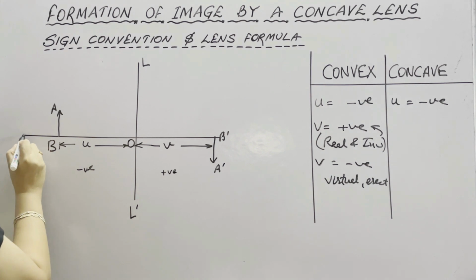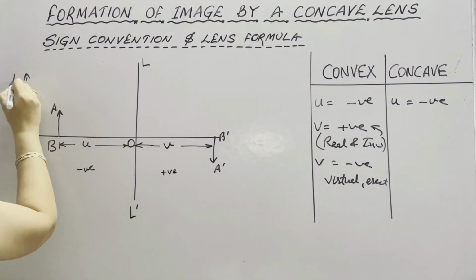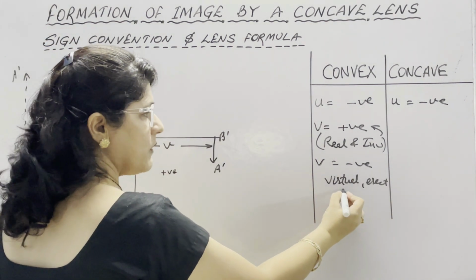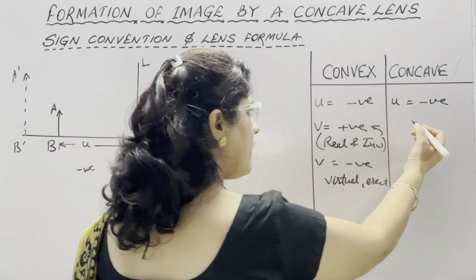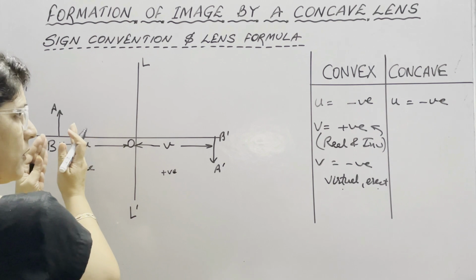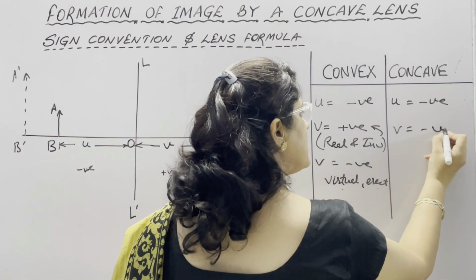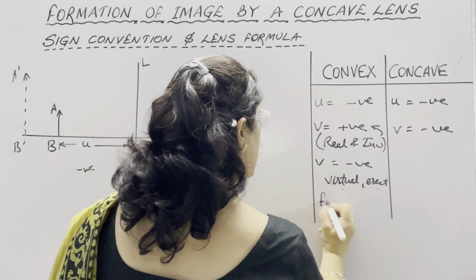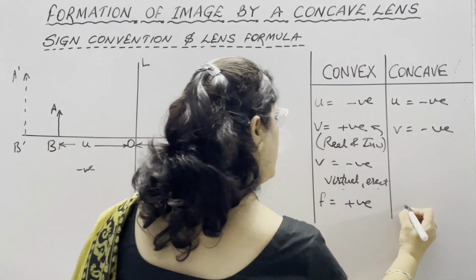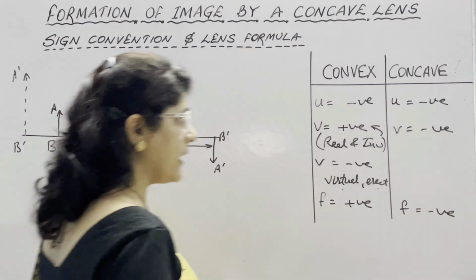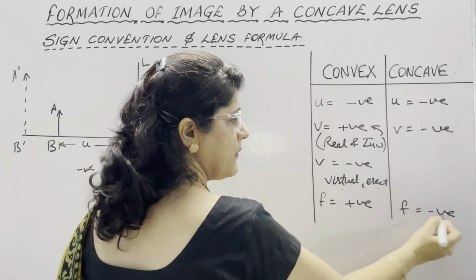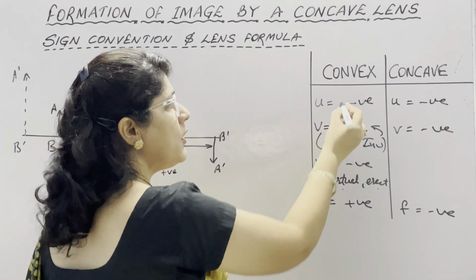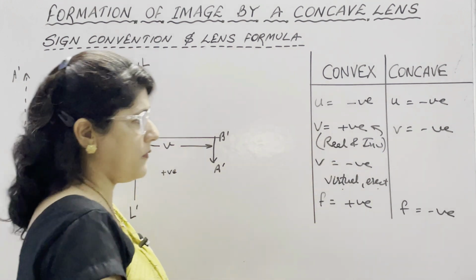If v is becoming like this, A'B', then its distance is taken as negative because the image is virtual and erect. In case of a concave lens, the image is always formed in front of the lens, so v is always negative because it is formed on the left hand side of the lens. Now coming to focal length. Focal length of a convex lens is always positive and of a concave lens it is always negative. So u is negative, v is negative and f is negative. It means all three are negative in case of a concave lens. But in a convex lens, f is positive, u is negative and v depends on the nature of the image formed.